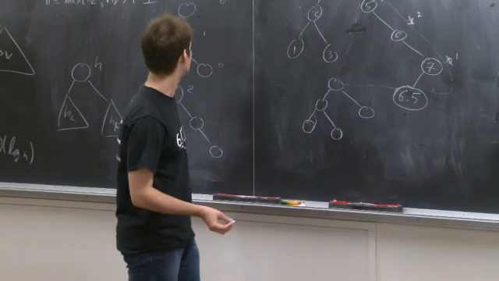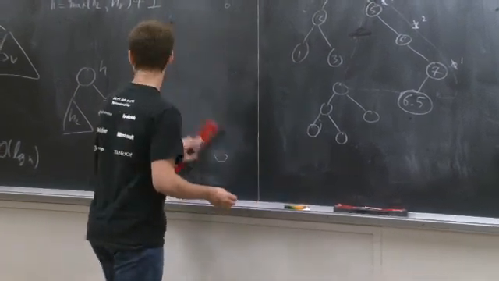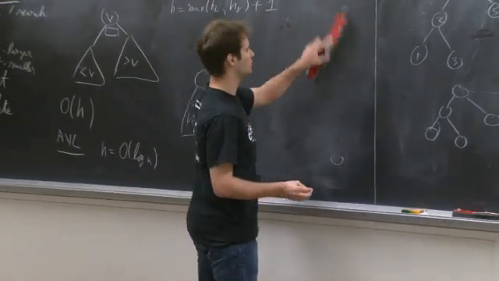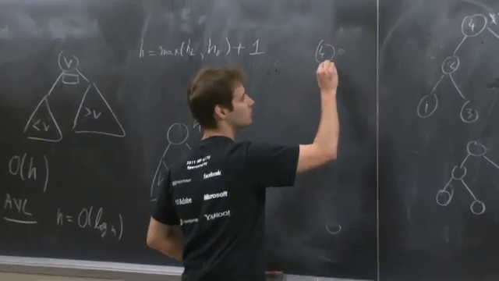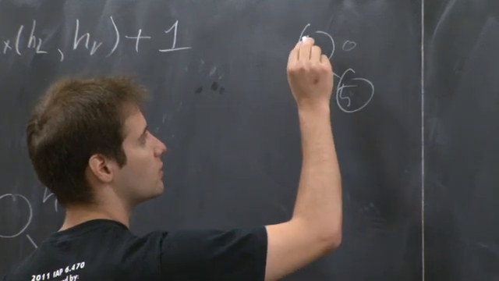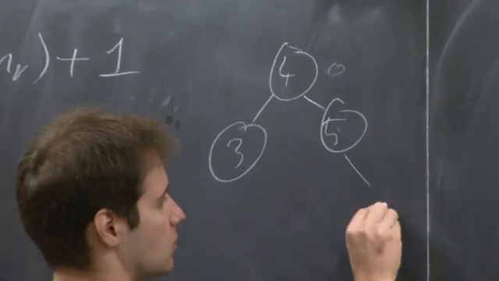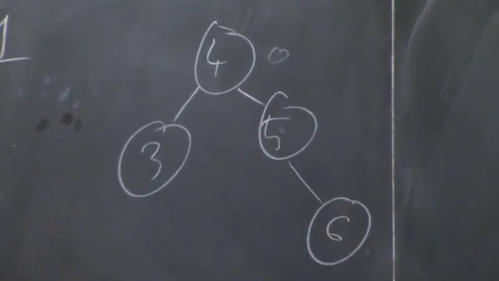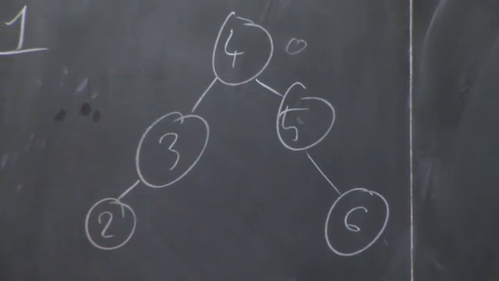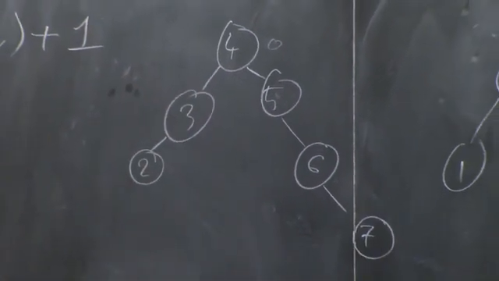So wait, let's do them in sequence. So what are we inserting? You said you start with 4, and then you insert 5, then you insert 3, then you insert 6, then you insert 2, then you insert 7, and then 1. You've got to rotate now.